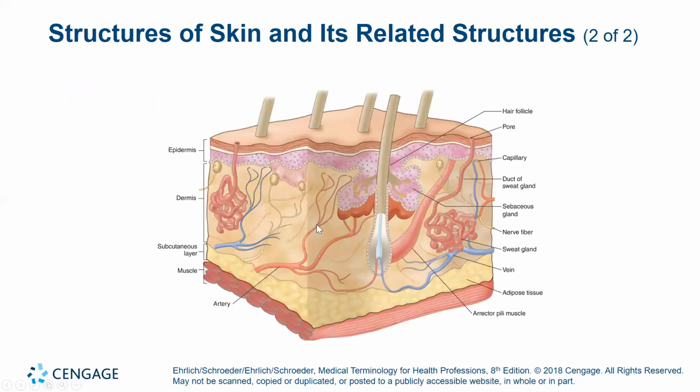And here's structures of the skin. You can see the sweat and sebaceous glands are associated structures of the skin. So you have the epidermis, dermis. Here's your subcutaneous layer, muscle, artery. Here's your vein, sweat gland, pore, and your hair follicles here. The duct of the sweat gland is this area right here.